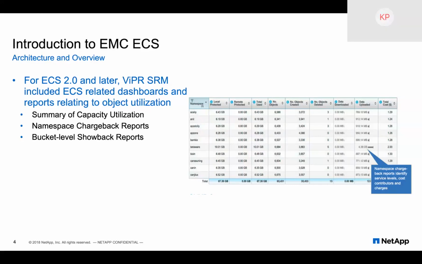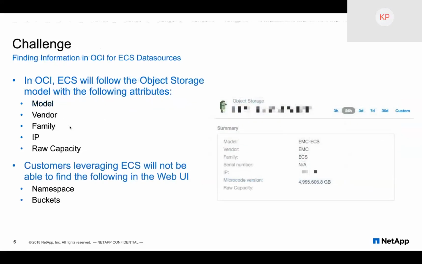Okay. So some example reports that you have inside Viper SRM are a summary capacity utilization, namespace chargeback, as well as bucket level showback. But when you look inside OCI, specifically the web UI, which is where you set up the data source for ECS, naturally your first reaction is, well, how does this look inside the web UI? And this is an example of what you would see.